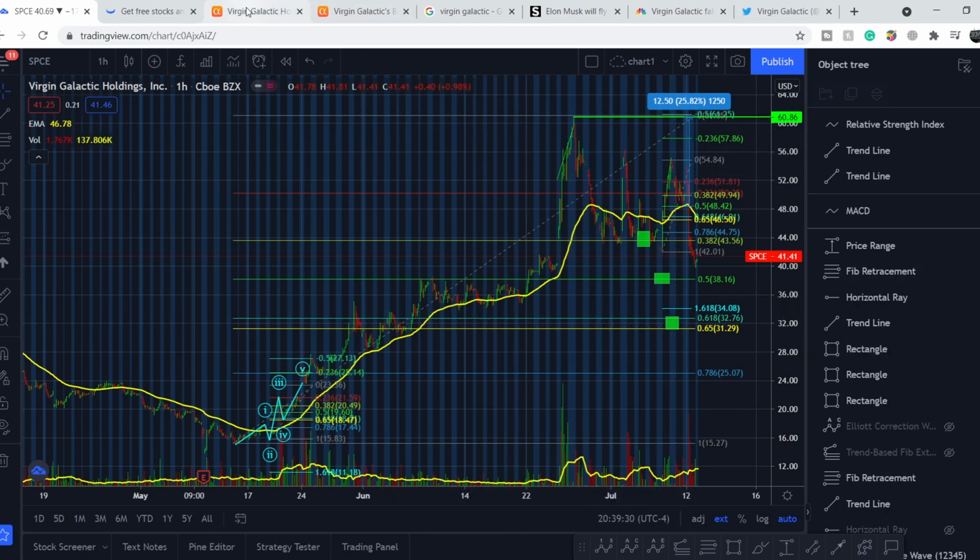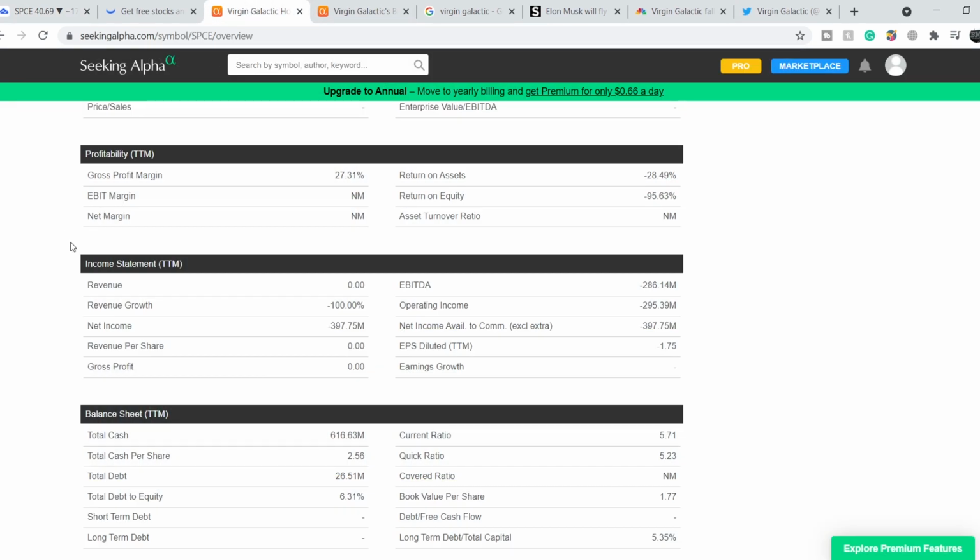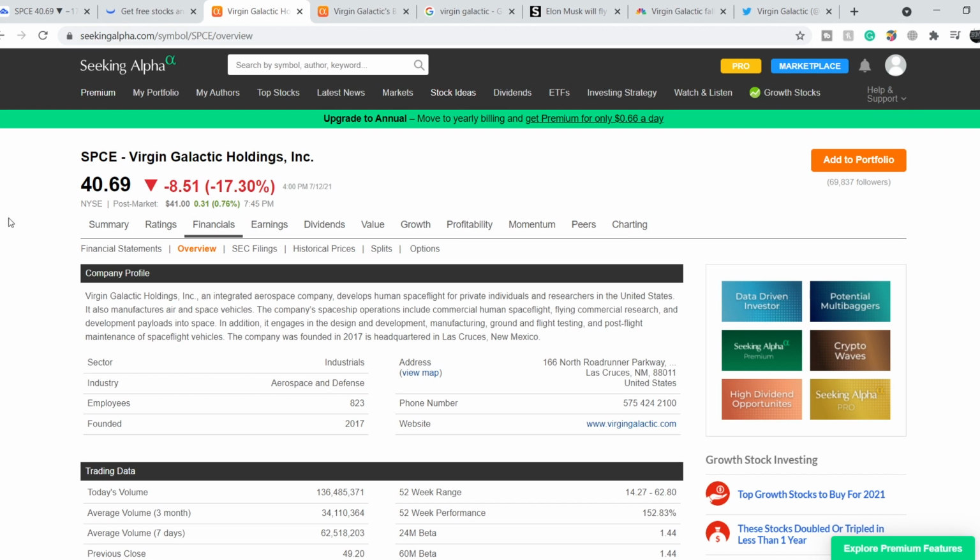But let's continue with some fundamentals of this company. First of all, let's start with the company profile. Virgin Galactic Holdings, an integrated aerospace company, develops human spaceflight for private individuals and researchers in the United States. It also manufactures air and space vehicles. And I have to say that everybody for now knows what it is all about.